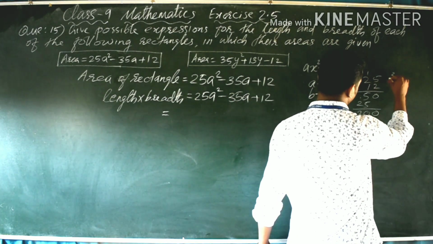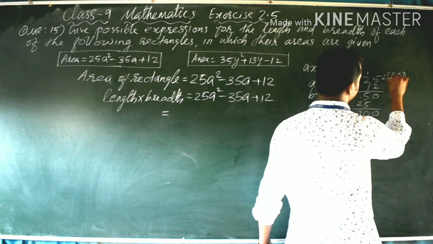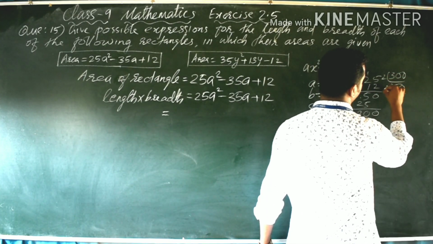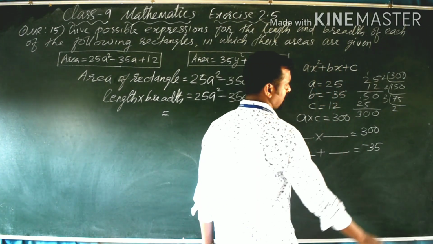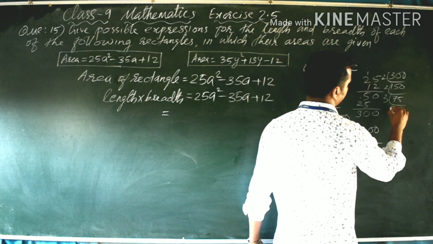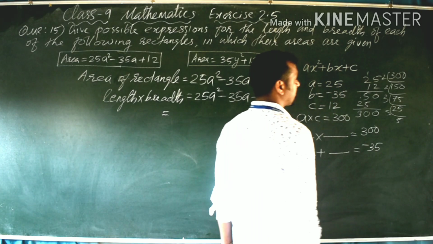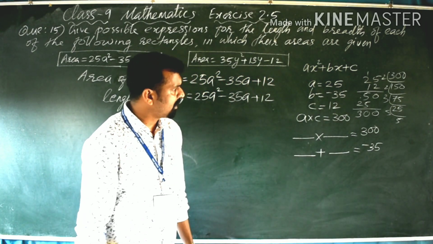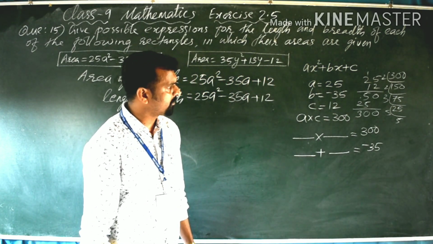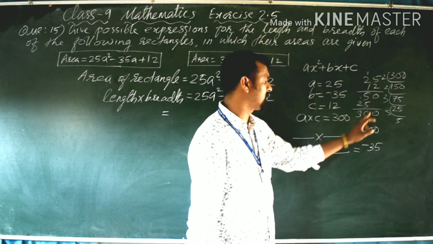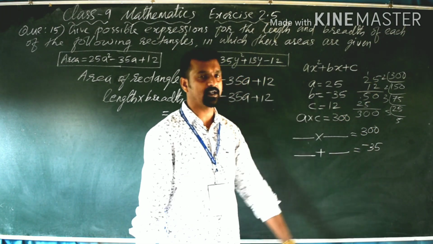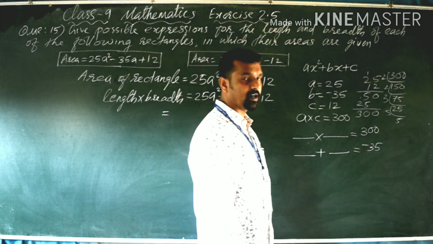300, you factorize it. 300 divided by 2 is 150, divided by 2 is 75, divided by 3 is 25, divided by 5 is 5, divided by 5 is 1. Then multiply them: 2 2s are 4, 4 3s are 12, 12 into 25 is equal to 300, but 12 plus 25 plus 12 is not equal to 35. So again we have to arrange it.